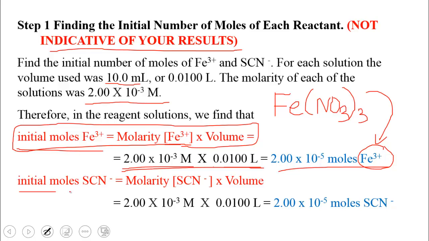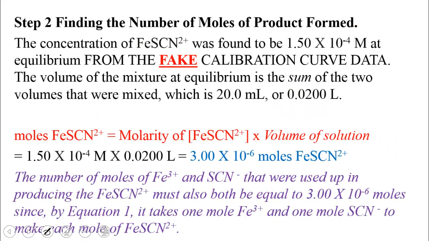I'll do the same thing for the thiocyanate ion, taking the molarity times the volume. And so I had pipetted out 10 mL of this concentration. This is my initial number of moles. Now step 2 is finding out the number of moles of product that are going to be formed.